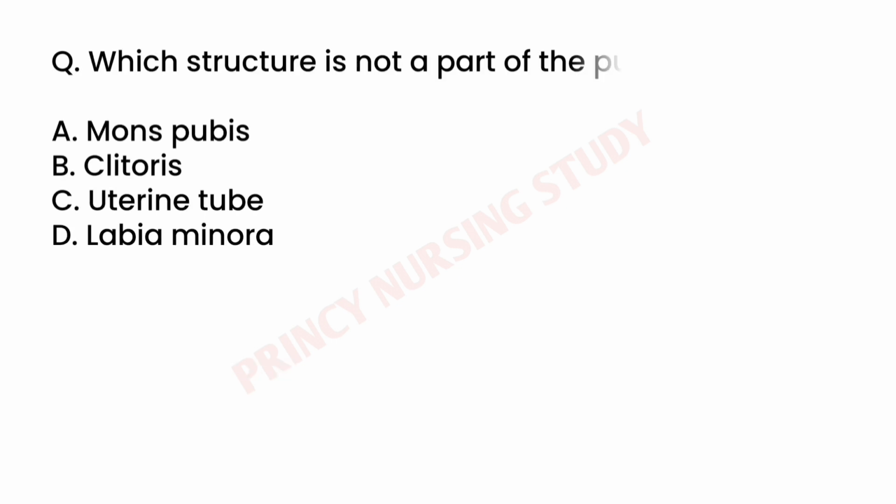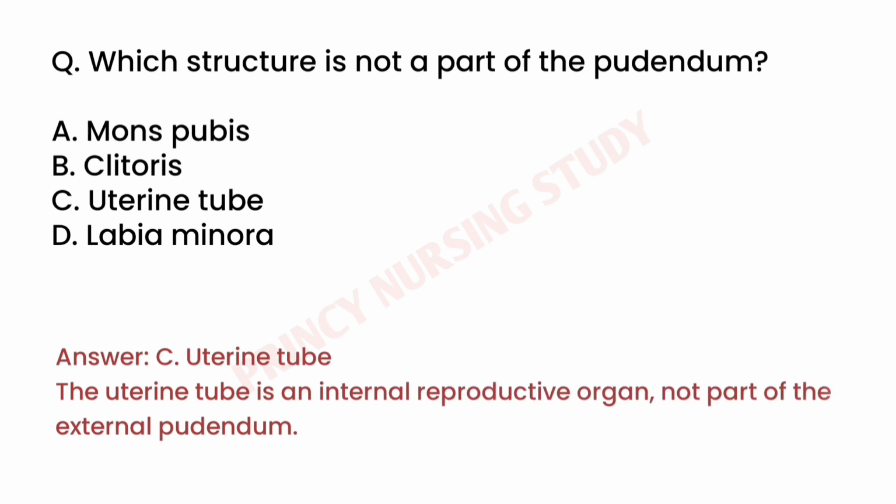Next question. Which structure is not a part of the pudendum? Correct answer is C. Uterine tube. The uterine tube is an internal reproductive organ not part of the external pudendum.